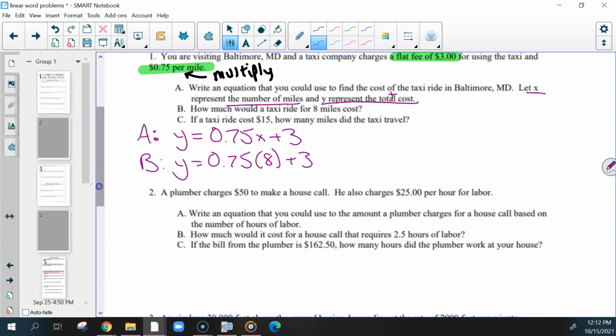Someone put that in your calculator. What would that be? Okay. Probably 3 and 3 plus 3. So for this particular taxi company, if you rode for 8 miles, it would cost you $9. Almost like $1 a mile.